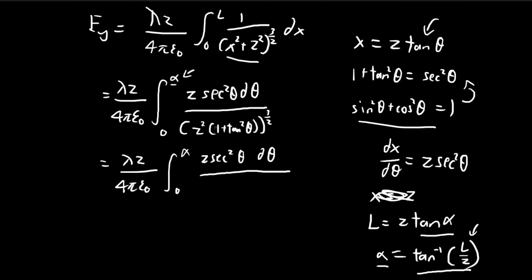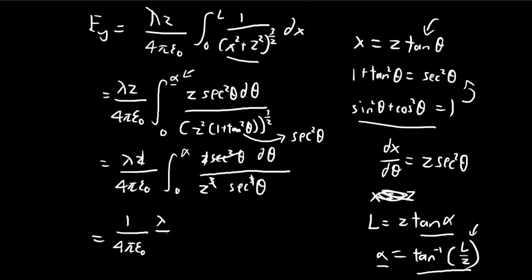And so cleaning up the expression that we have, secant squared theta d theta. Let's observe what we have in the denominator. For z squared, it's going to go through a power of 3 over 2, so that we end up with z to the power of 3. For the 1 plus tangent squared theta, we're going to change this into a secant squared theta. And then since it undergoes a power of 3 over 2, it's going to turn into secant theta to the power of 3. I see that we have 2 z's over here, so these cancel out. We also have 2 secants here, so these cancel out. So all we're left with is 1 over 4 pi epsilon times lambda over z with an integral from 0 to alpha of 1 over secant theta d theta.